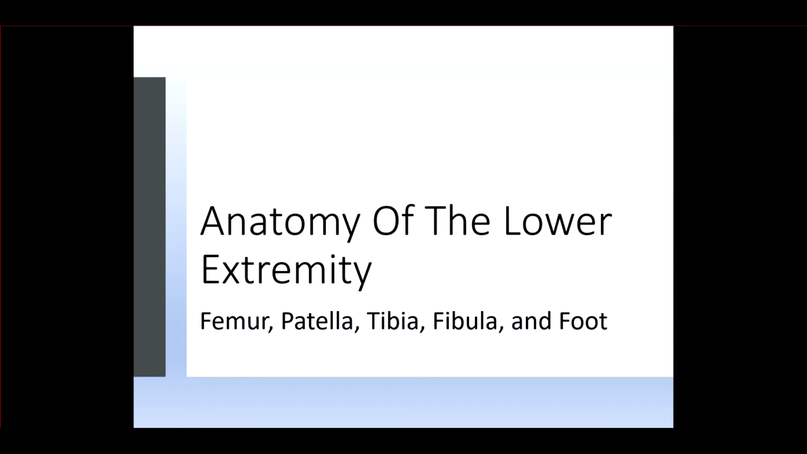In this lesson, we'll take a look at the bony anatomy of the lower extremity. From proximal to distal, we're going to see the femur first, the kneecap, which is the patella, and then in the leg, two bones, the tibia and the fibula, and then we'll finish off by taking a look at the foot. We'll see that there are seven bones called tarsal bones, then we have five metacarpals, and then the remaining bones are what we call phalanges.